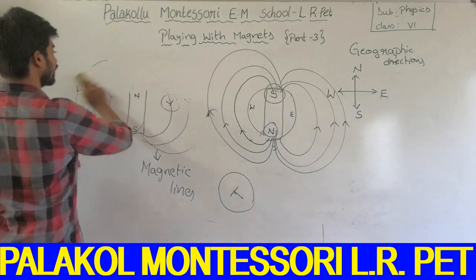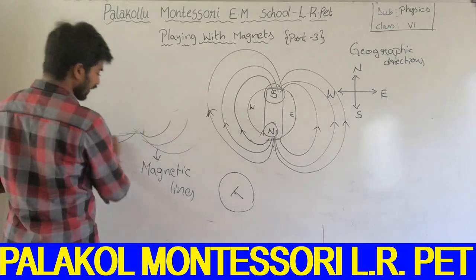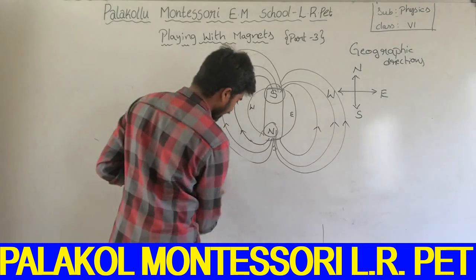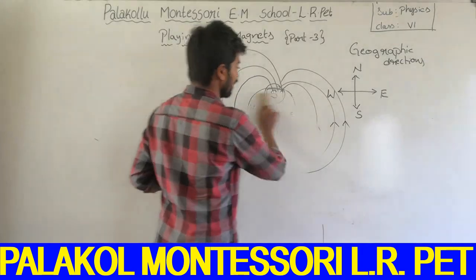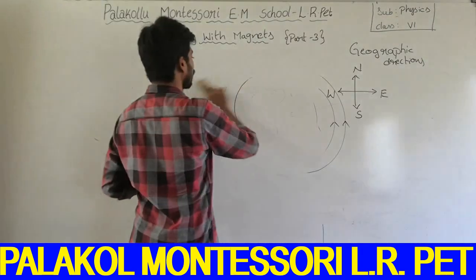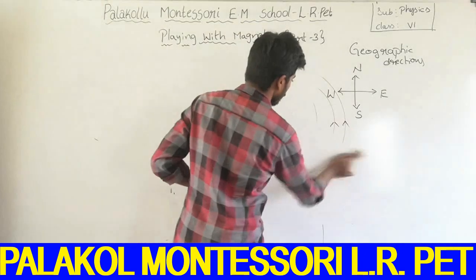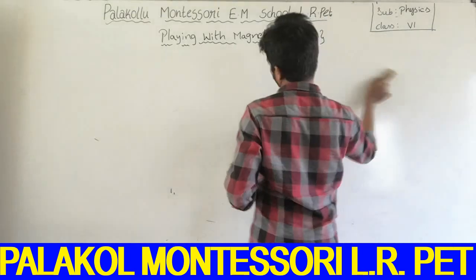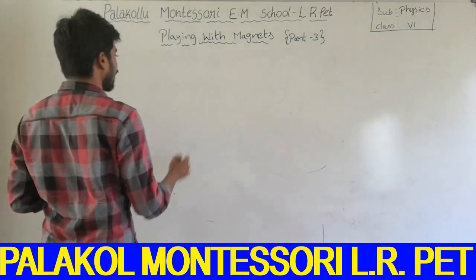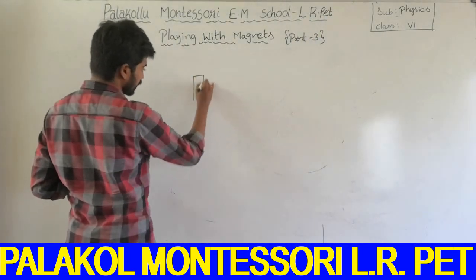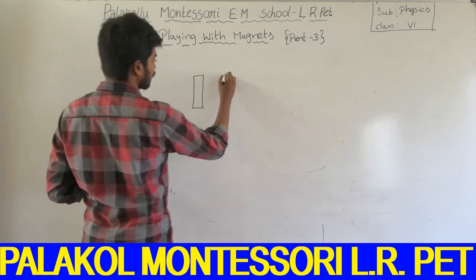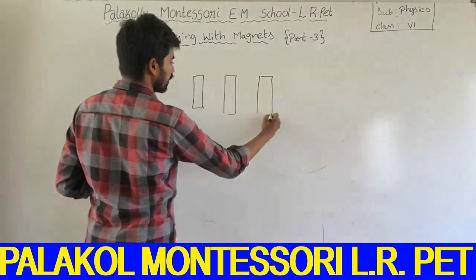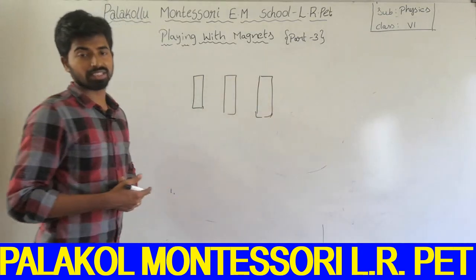So let us learn about another one. For example, if I give you an object and ask whether the object is a magnet or not. Let us say I have given three objects in the shape of bar magnets.